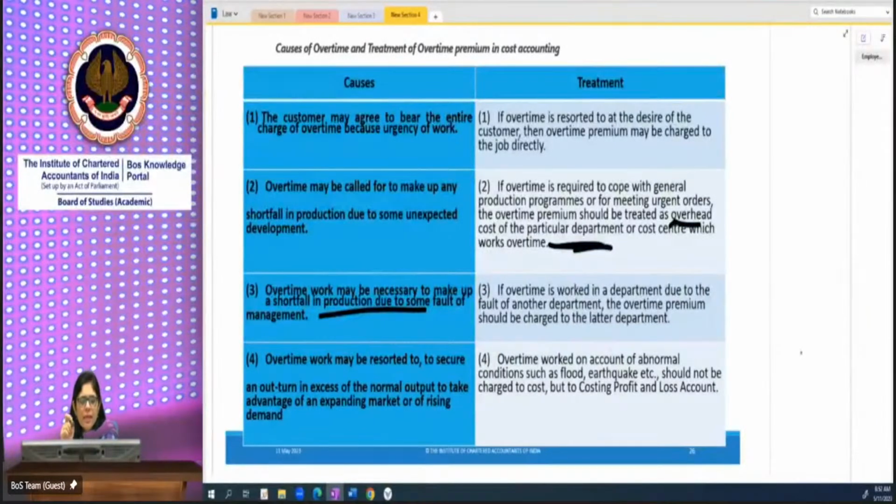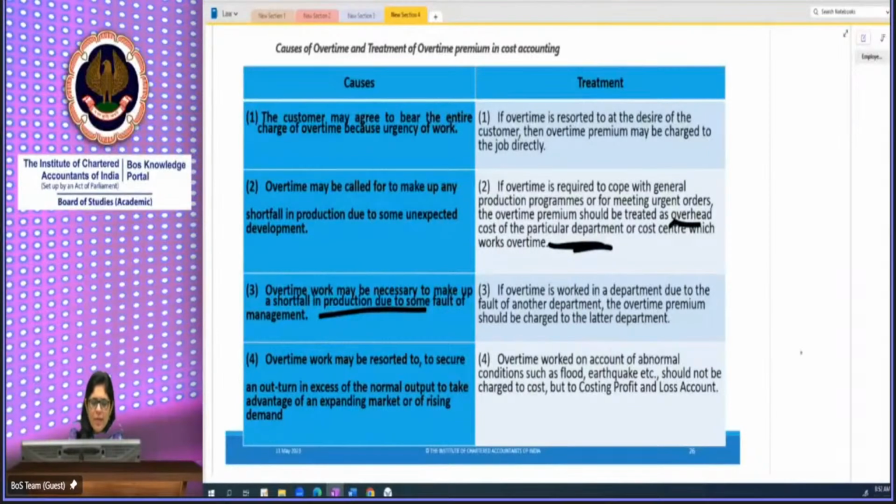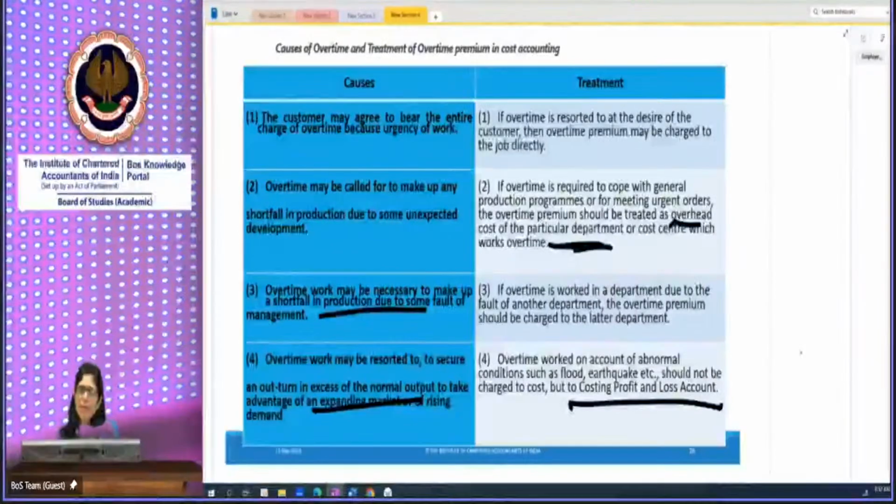All right. If overtime is resorted to in excess of the normal output because of expanding market or rising prices, or let us say normal conditions, then it will go to the costing profit or loss account. So whenever it's uncontrollable abnormal time, then it will go to the costing profit or loss account. Otherwise, it will go to that particular department. So there are three things: to the customer order.